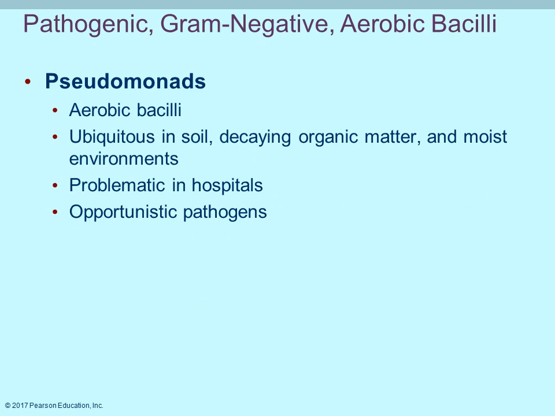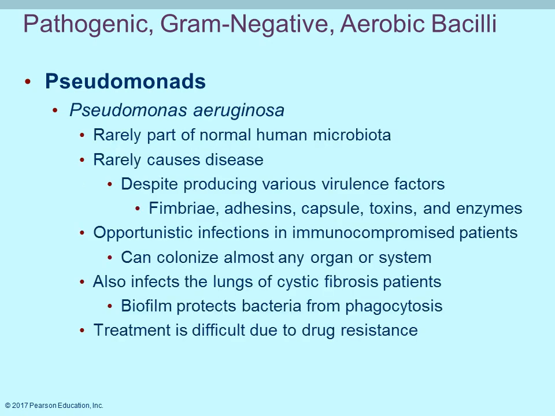Pseudomonads, these are very commonly found in the soil along decaying matter, moist environments. They are becoming, or have been for a while, a problem in hospitals because they're becoming more resistant to antibiotics. They are opportunistic pathogens. Pseudomonas aeruginosa normally is not part of your microbiota. It usually will not cause a disease. However, it will be opportunistic once again in your immunocompromised patients.